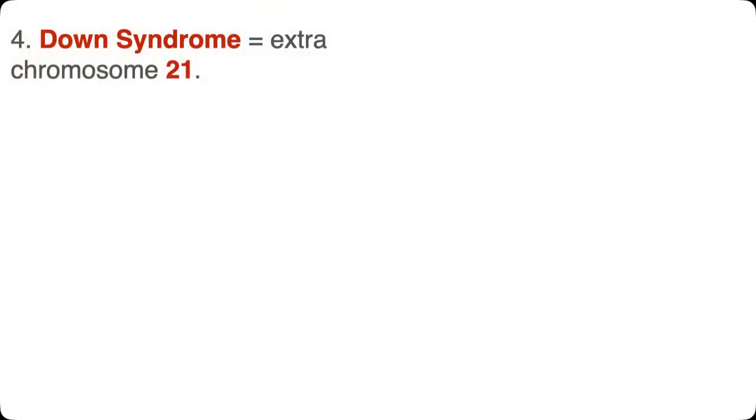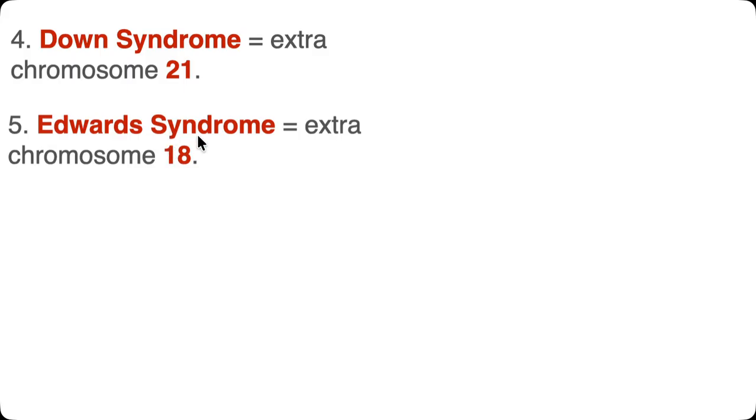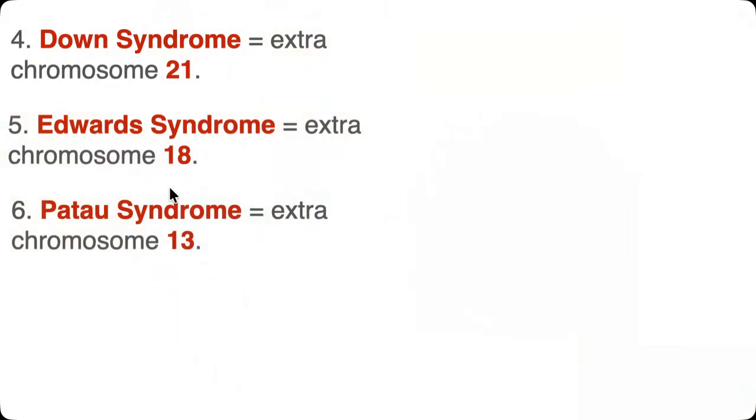So what are the extra chromosome disorders? Aneuploidy. Down syndrome is probably the most well-known, and it's having an extra chromosome 21. Edwards syndrome is having an extra chromosome 18. Patau syndrome is having an extra chromosome 13. These 3 disorders are the ones where your autosomes have too many. You have an extra 21, an extra 18, or an extra 13. So these are your autosomes.